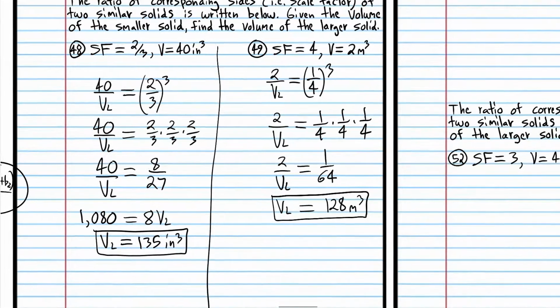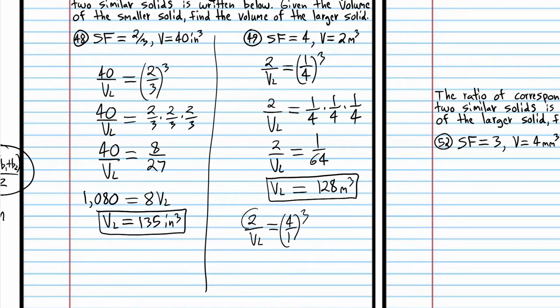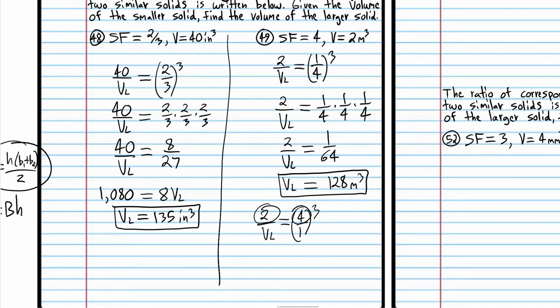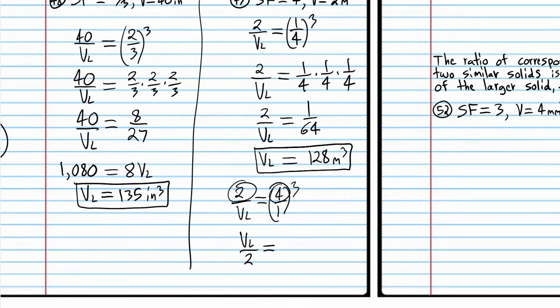Now, I want to make you aware of something. If you put the smaller volume over the larger volume, and then you write 4/1 cubed, that is not correct. Because the smaller volume is on top, but the bigger dimension is on top on the right side. You can't have smaller on top and then bigger on top. On the other hand, if you write VL/2, which you're perfectly capable of doing also, then you would have to flip the other side, and this would be correct, as long as you've got bigger on top on both of the fractions and smaller on the bottom of both of the fractions.